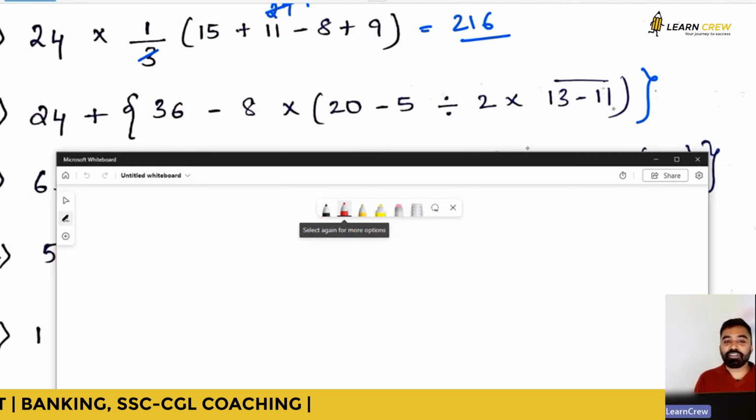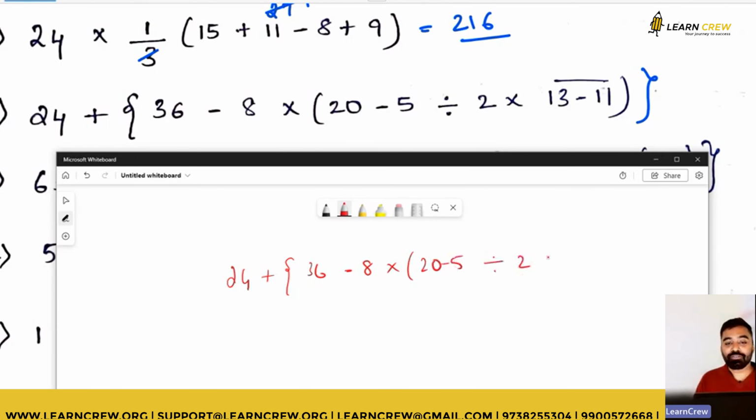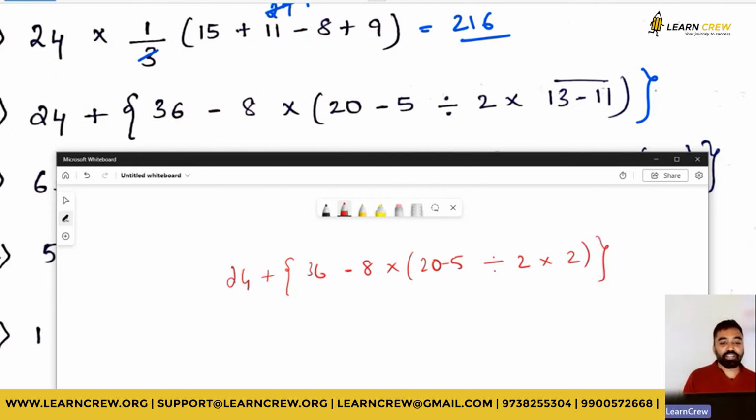First, you need to solve whatever is inside the parentheses. So 13 minus 11 is 2. Write it down. Every step you write it down. All our kids know, so we'll write every step. 36 minus 8 into 20 minus 5 divided by 2 into 2. Okay, fine. Next, what am I going to do?